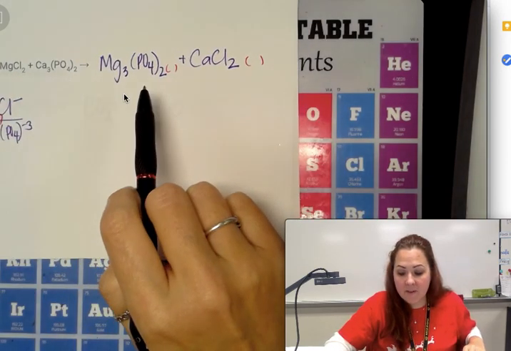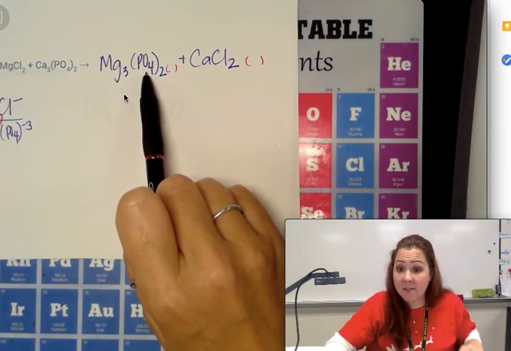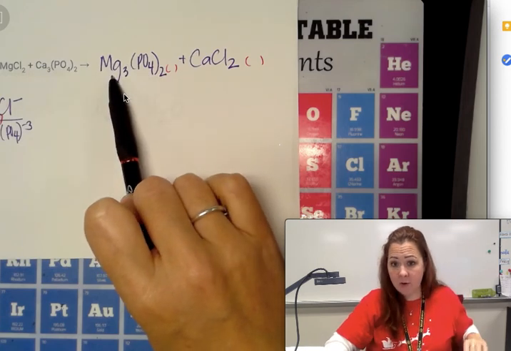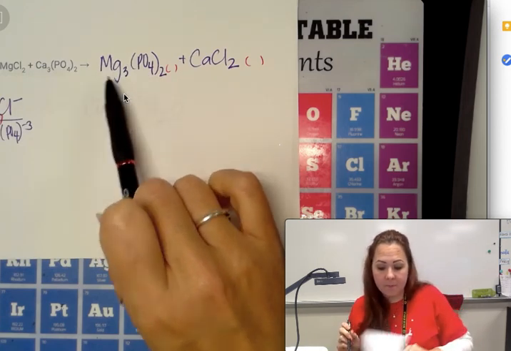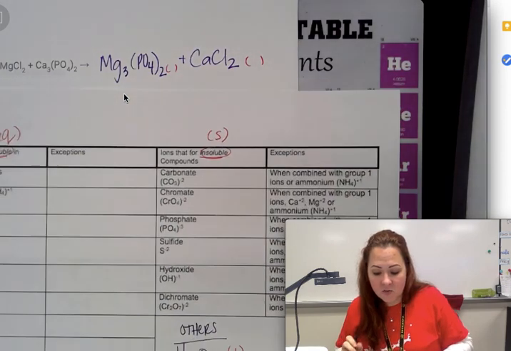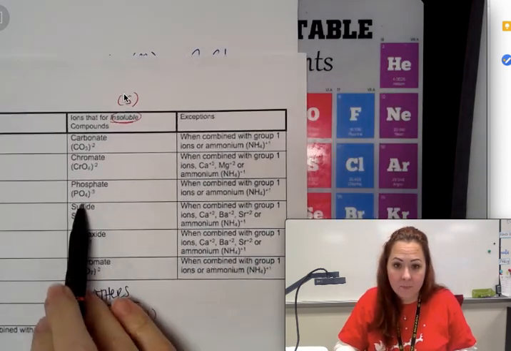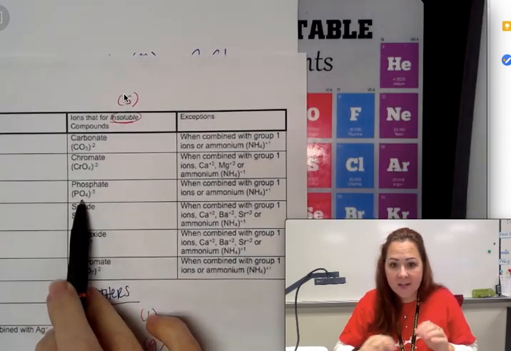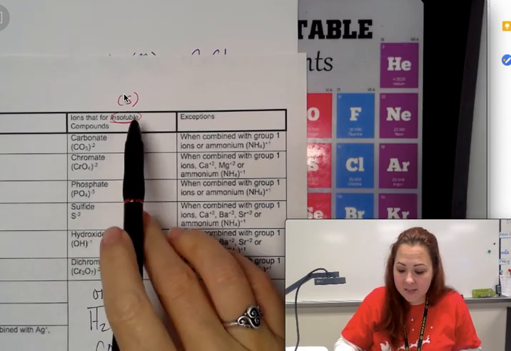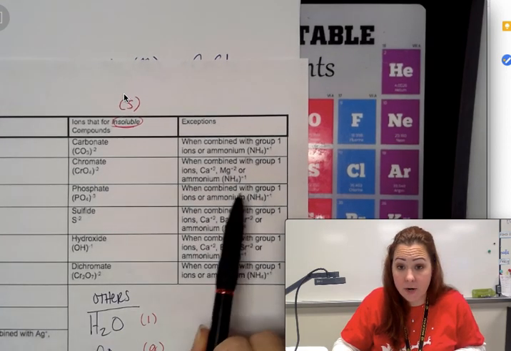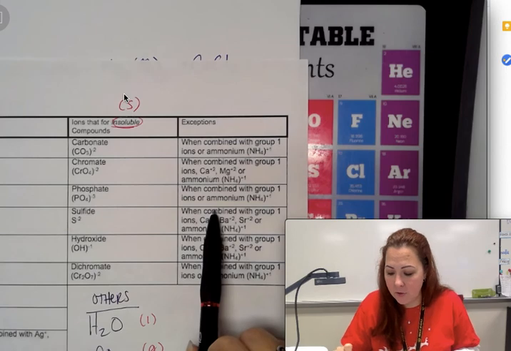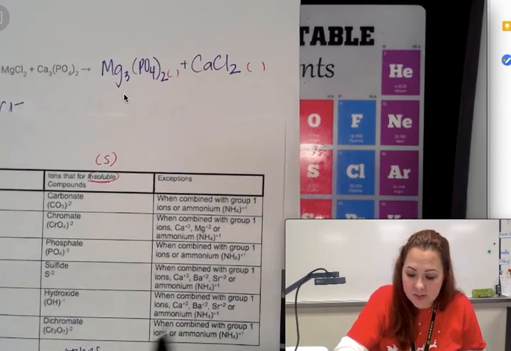Mg3(PO4)2. I'm going to find phosphate on my chart because magnesium lives in group number 2. It does not live in group number 1 on the periodic table. When I find phosphate on my chart, it's right here. Phosphate is always a solid unless it's combined with group 1 or ammonium, which I already know I don't have. I don't have group 1, and I definitely don't have ammonium. So this one is a solid.